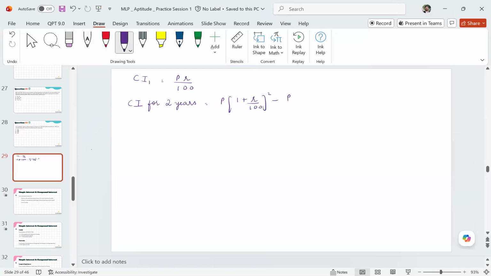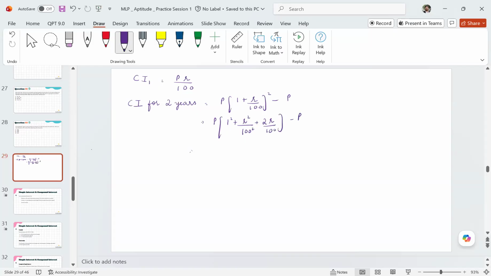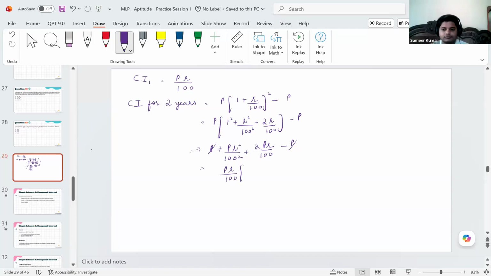Yes or no? This is what it will be? Yes. Now let me open it up. What is (A plus B) whole square? A square plus B square plus 2AB, right? Minus P. Opening it again. P plus PR square upon 100 square plus 2PR upon 100 minus P. P and P cancelled. I can take what? PR upon 100 in common. Yes. What am I left with?